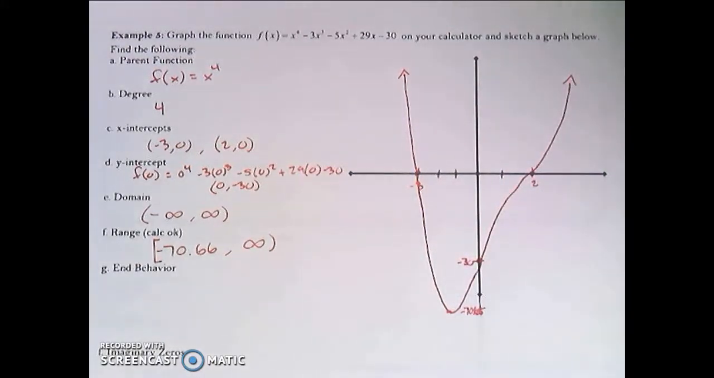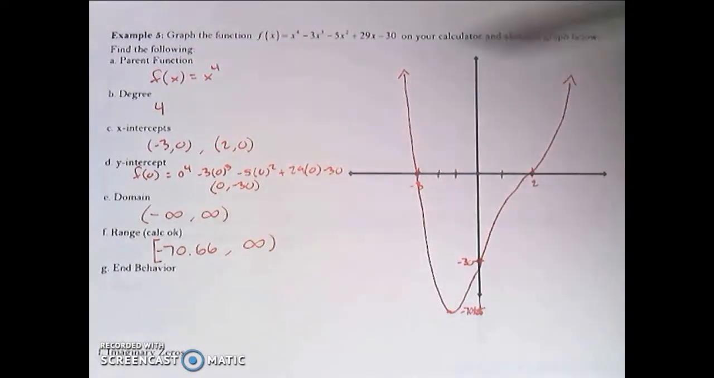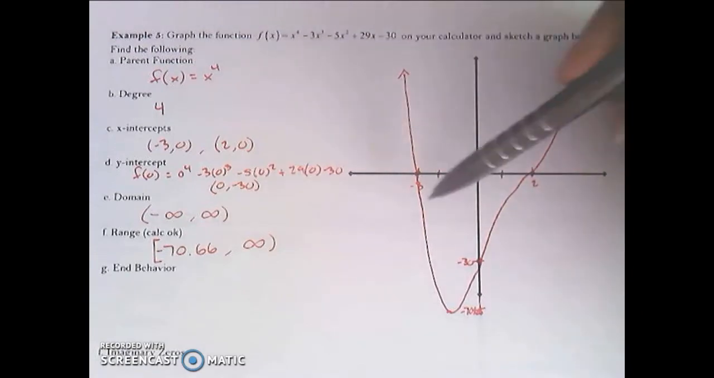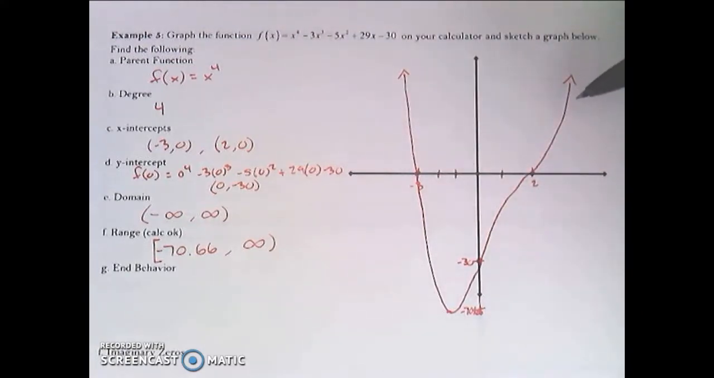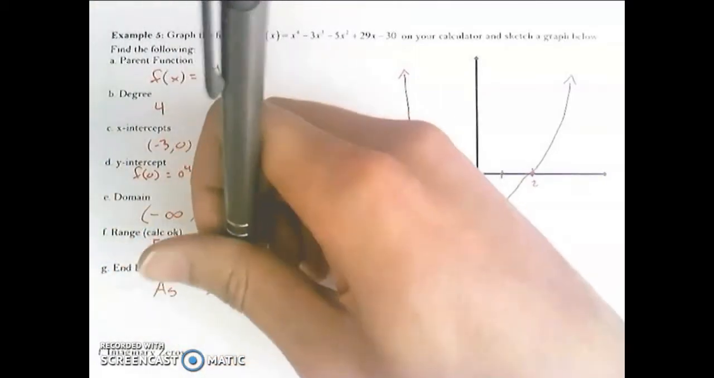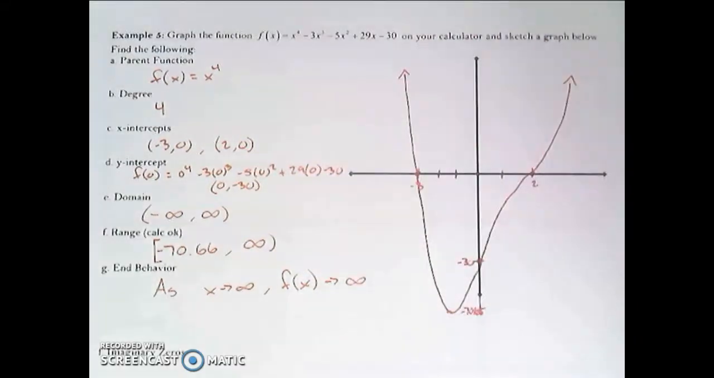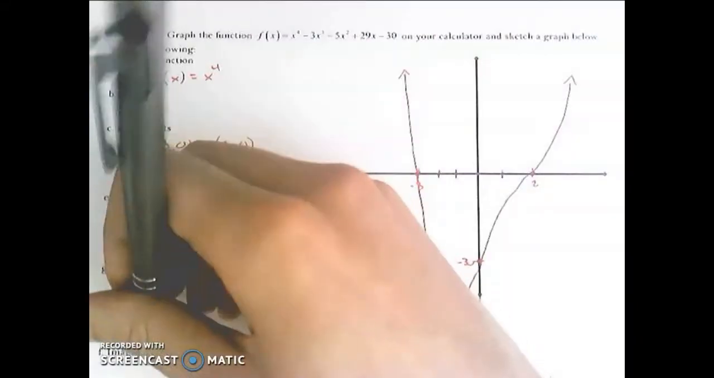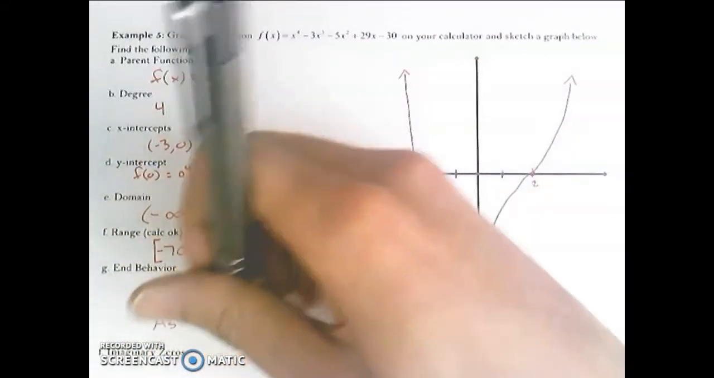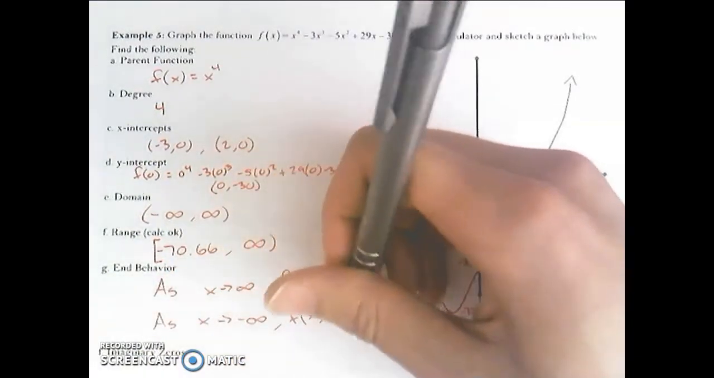And this should make sense. We've got a quartic, so the end behavior is the same on both ends. The leading coefficient is positive, so they're both going upward to positive infinity. So let's go ahead and write that out. As x approaches positive infinity, our function f of x also approaches positive infinity. And as x approaches negative infinity, f of x approaches positive infinity.